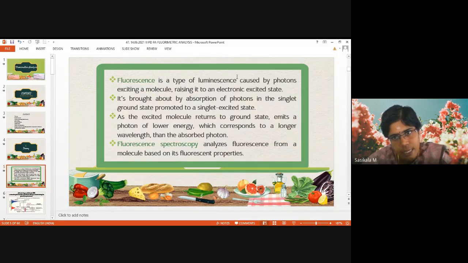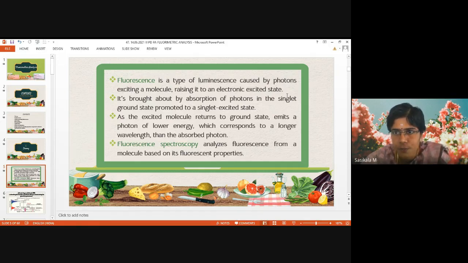Fluorescence is a type of luminescence. Luminescence is nothing but emission of light caused by photons. Mainly fluorescence is a type of luminescence. So many types are there for luminescence, and this fluorescence is caused by photons. What are photons? Electromagnetic radiations. So it is caused by photons. Fluorescence is a type of luminescence caused by photons exciting a molecule.